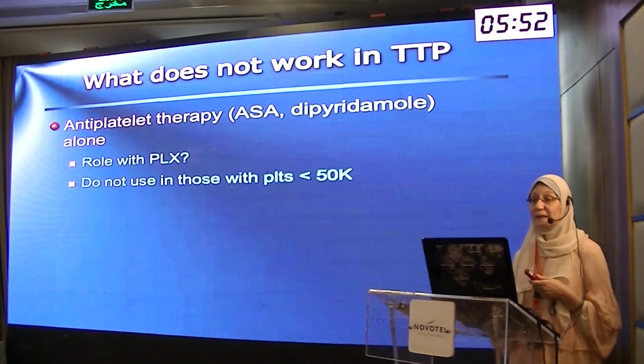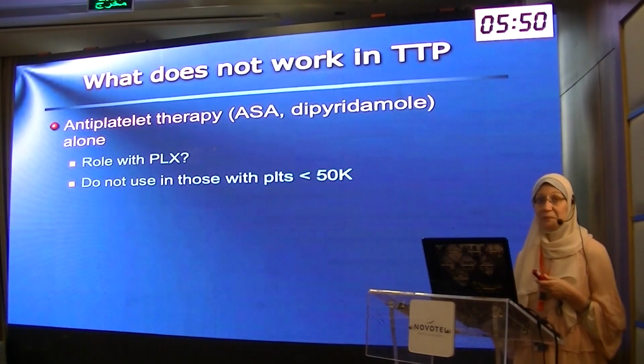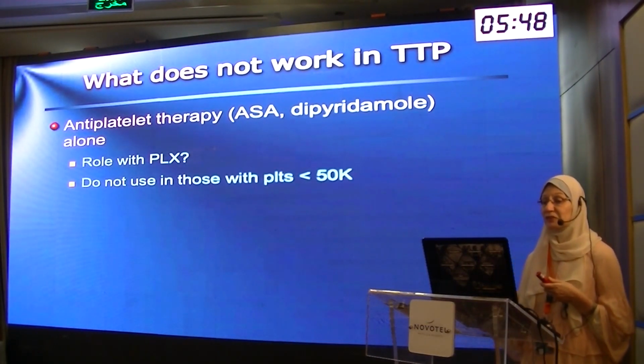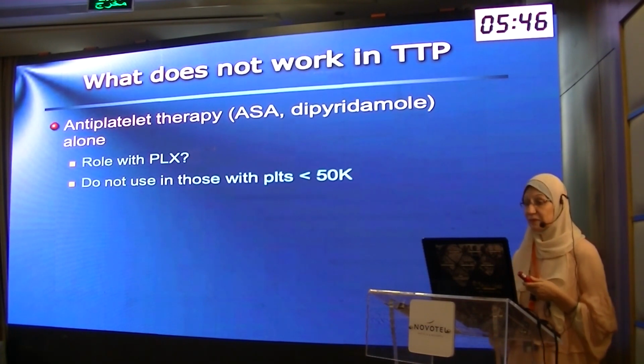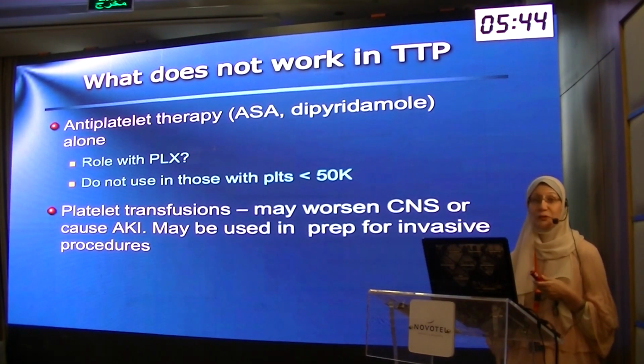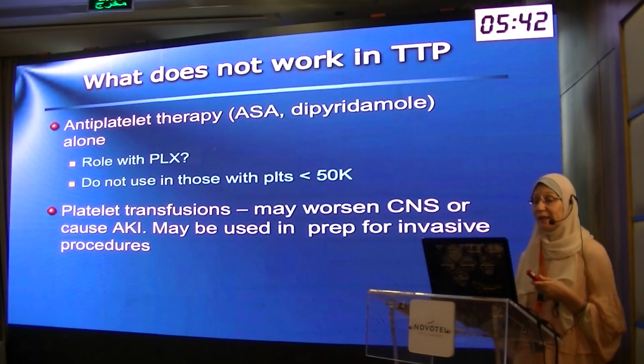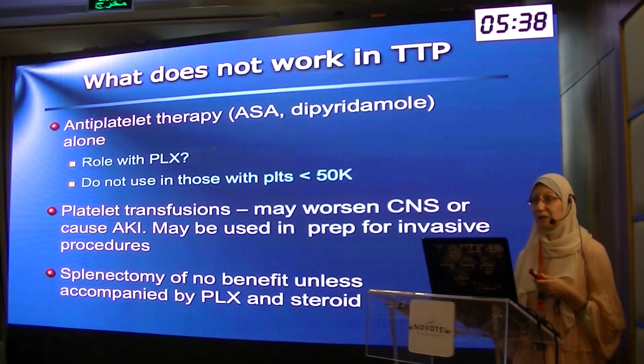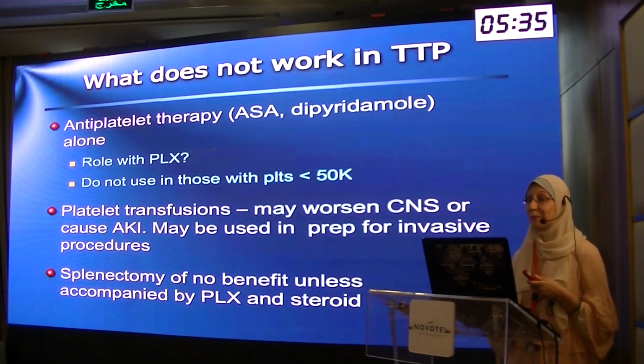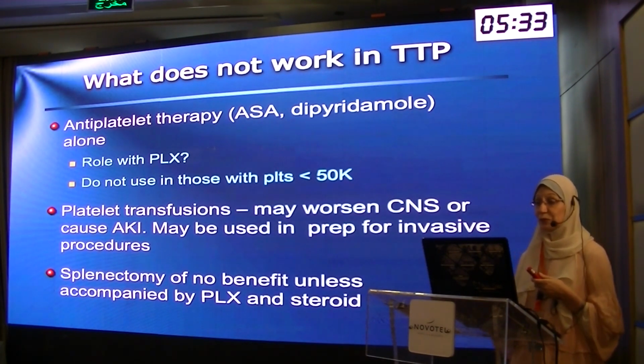What does not work in TTP? Antiplatelet therapy alone. It may have a role with plasma exchange, and you should not use it with platelets less than 50,000. Platelet transfusion may worsen CNS involvement or cause AKI, and may be used only in preparation for invasive procedures. Splenectomy is of no benefit unless accompanied by plasma exchange and steroids.